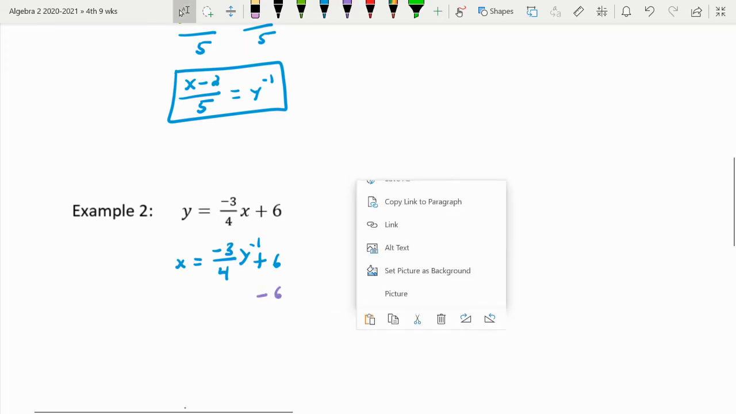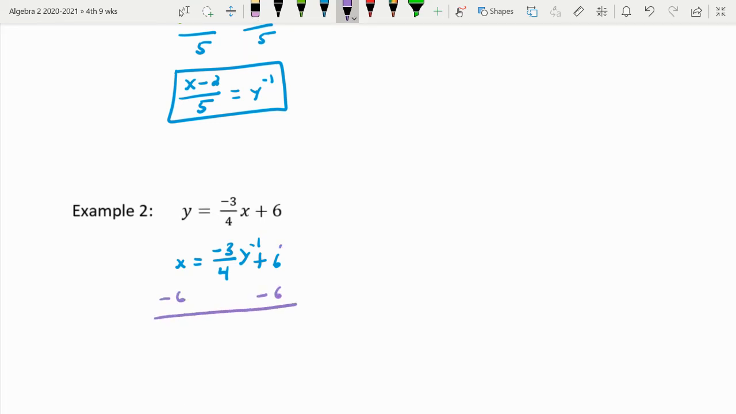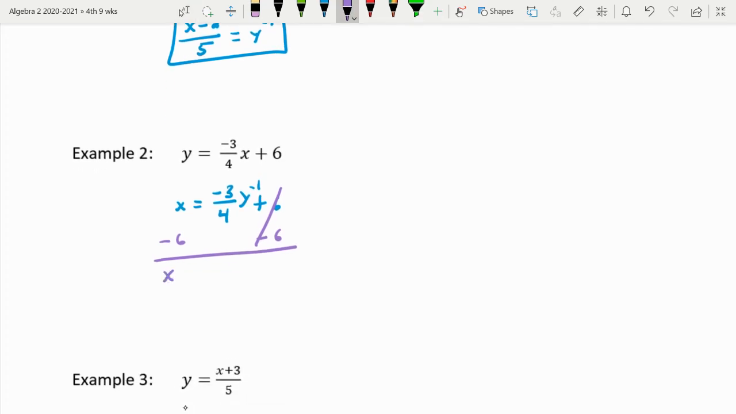I'm going to subtract 6 both sides, so those cancel out. We're going to be left with x minus 6, and then we have -3/4 y inverse. One of the ways of dealing with this is we're going to multiply by the denominator, very similar to when we multiply by our LCD, which it is our LCD, times 4 both sides. So these 4's will cancel, and we're going to be left with -3 y inverse. Then we're going to have 4, and we can distribute this 4. 4 times x is 4x, and then 4 times -6 is -24.